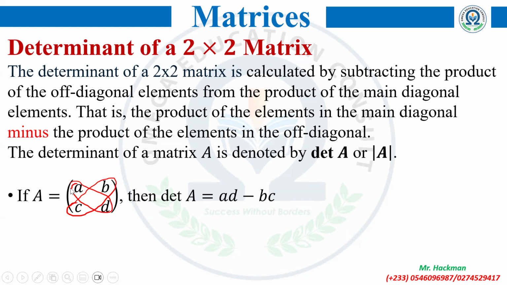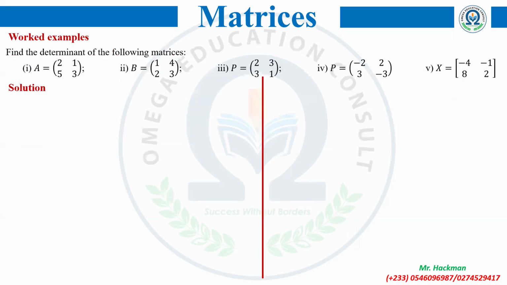So it will be A times D, the product of the elements in the leading diagonal. Then you subtract the product of the elements in the off diagonal, the minor diagonal, that is B times C. As simple as that. So on that note, let's look at how to do that. It's so easy. The determinant of a matrix will give you a constant. It will not give you a matrix. It will give you a scalar. Take note. So with these examples we should be fine.